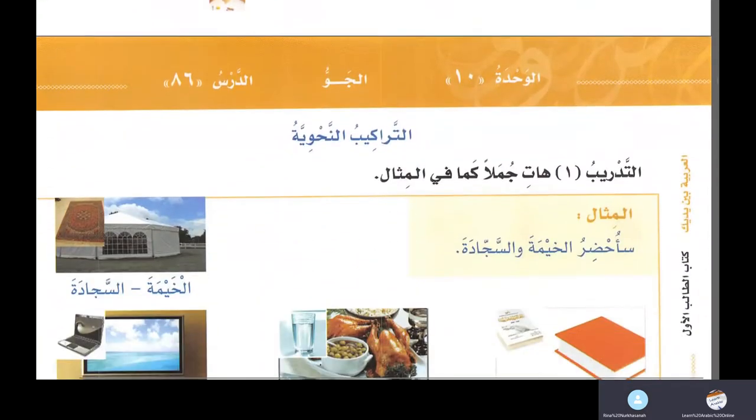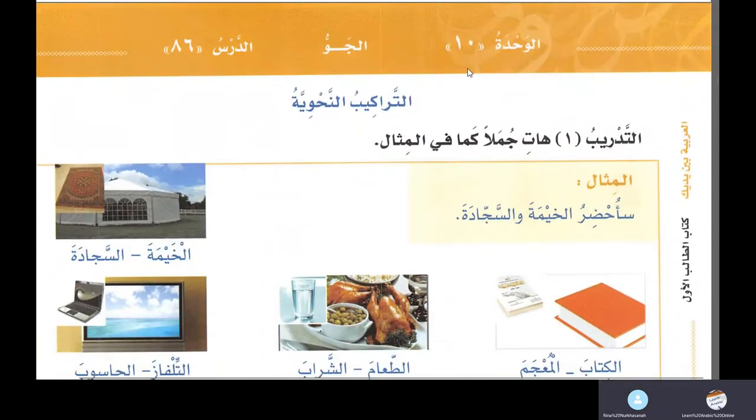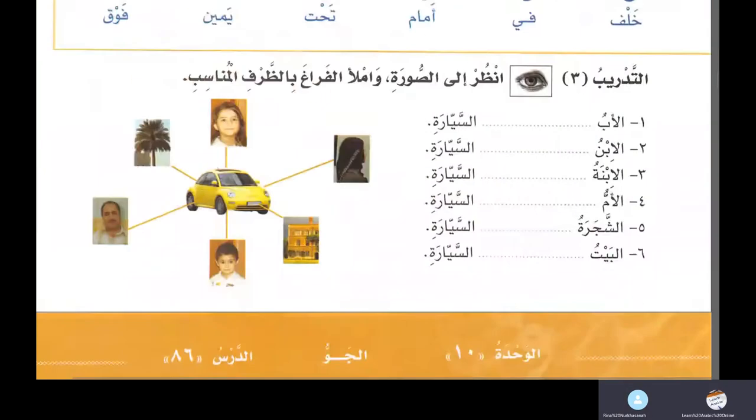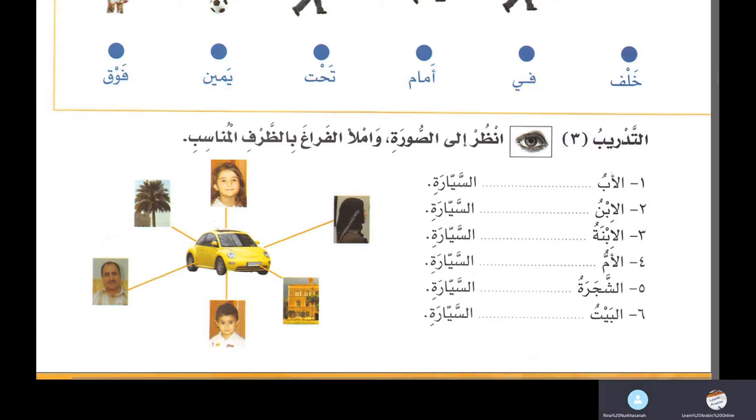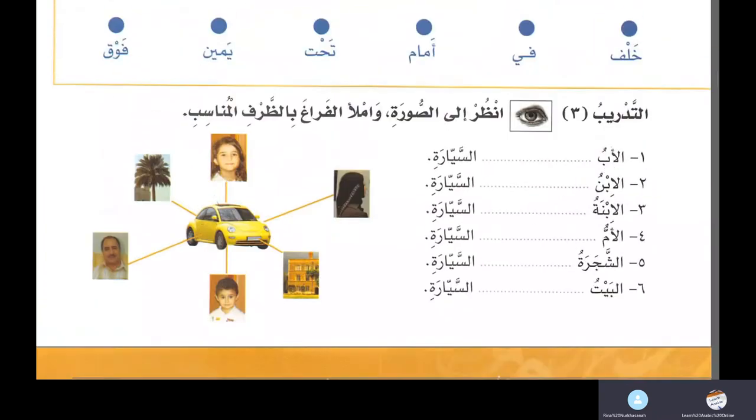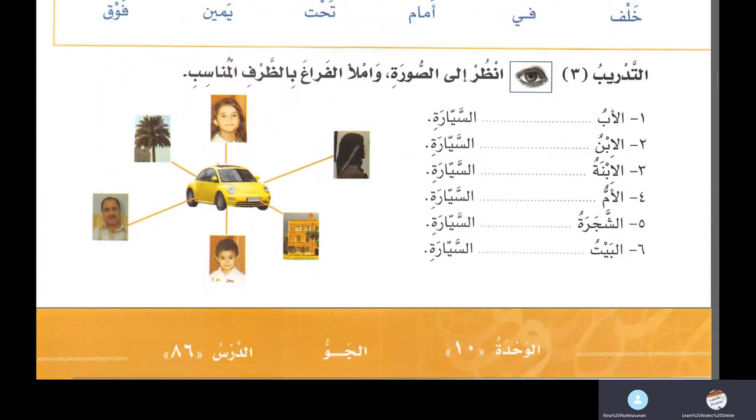Your homework. Wait a minute. How about the house, okay? The house is in front of the car, so you say the house is in front of the car, okay? This one is in front and then the tree is behind. Yes.